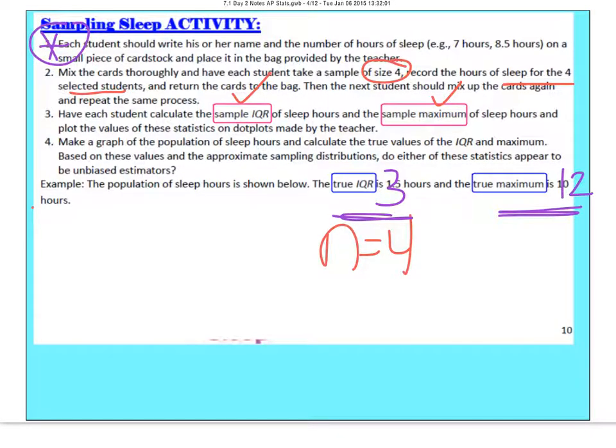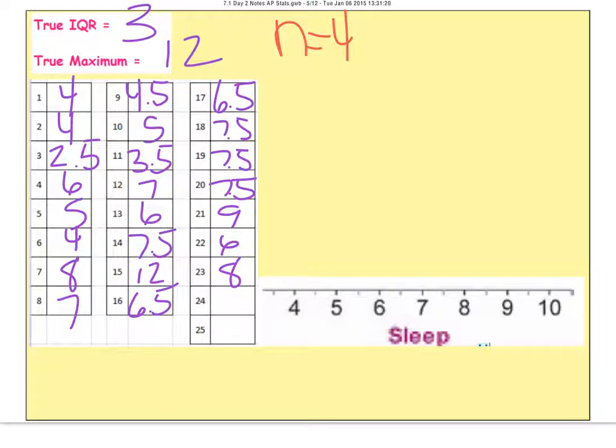We're going to compare the population parameters to the mean of the sampling distribution of IQR and the mean of the sampling distribution of maximums, to see which of these statistics is considered unbiased versus biased. Ultimately, here was the data that we had: our true population parameters and all of the raw data. Now, let's take a sample size of 4, record the IQR and the maximum for that sample, and do this many times to create a possible sampling distribution.